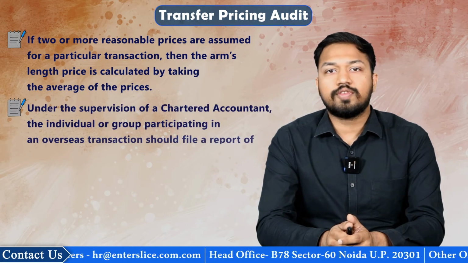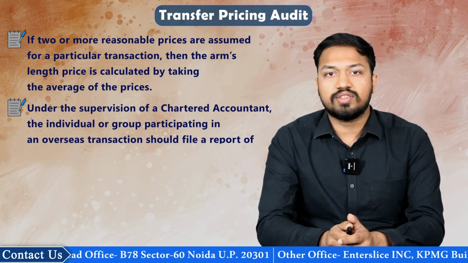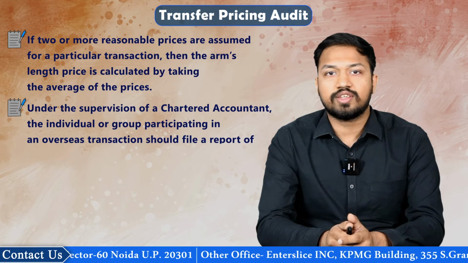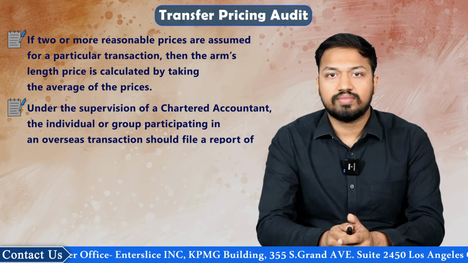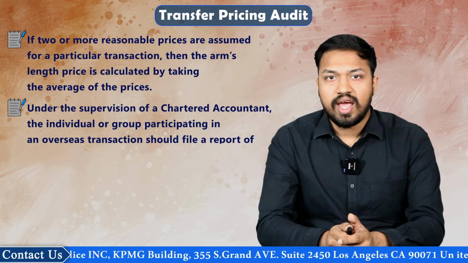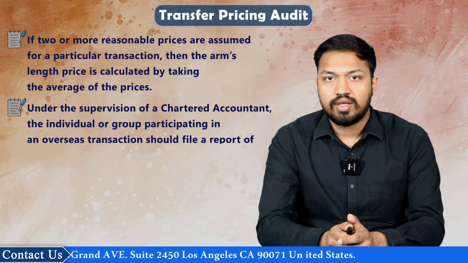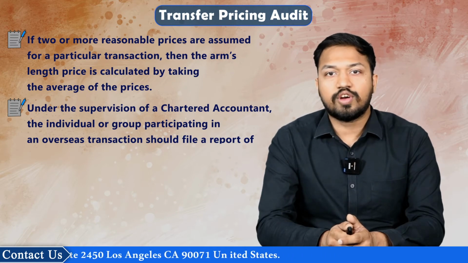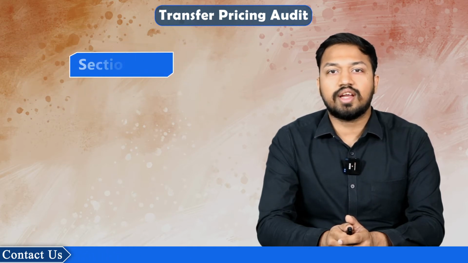Under the supervision of a chartered accountant, the individual or group participating in an overseas transaction should file a report of transfer pricing audit in Form 3CEB at the conclusion of the financial year. This form must be completed and sent before he files his income tax return for the same period. The group or individual who does not follow these rules is liable to pay the penalties as may be imposed by the board. Now let's discuss Section 92E.